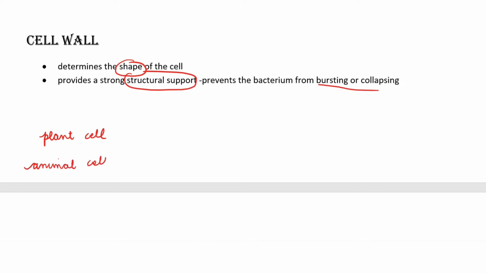When we place it for some time, we find that the animal cell has burst. It bursts and collapses, whereas the plant cell remains turgid and stiff. This does not burst due to the presence of a strong rigid cell wall. The reason why an animal cell bursts is that an animal cell has only a plasma membrane. It does not have a cell wall.